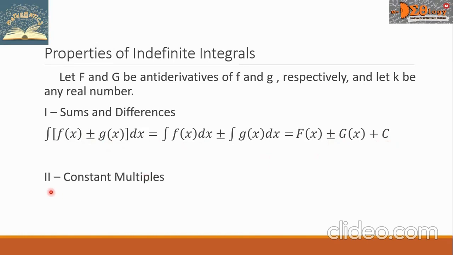Second property is about constant multiples. The integral of k f of x dx is equal to k moved out from the integral, so we have k times the integral of f of x dx. And then we can simplify this into k times capital F of x plus c.